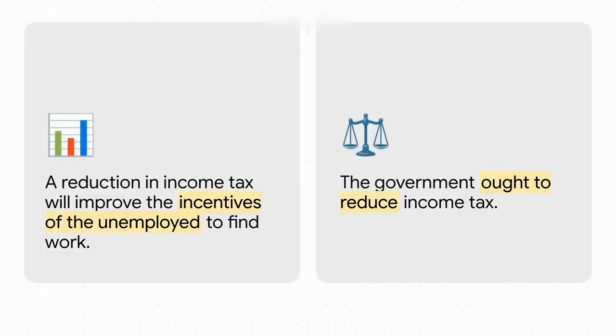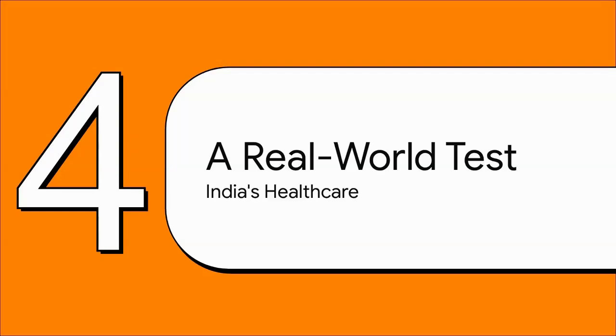Now, look at these two statements side by side. This is where it all just clicks into place. On the left, you've got a positive statement. It's a testable hypothesis about how people might behave. We could study it. But on the right, you have a normative statement. It's a policy recommendation based on a belief. One is a claim about how the world is. The other is a claim about how we want the world to be. Big difference.